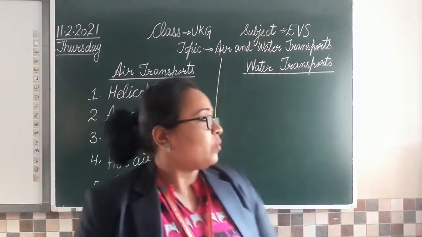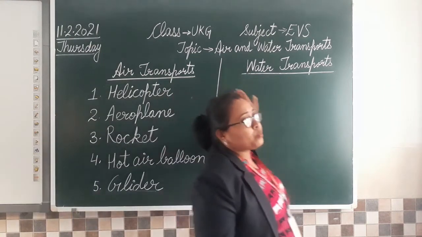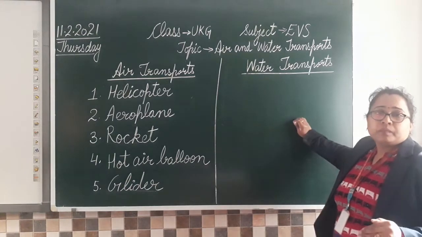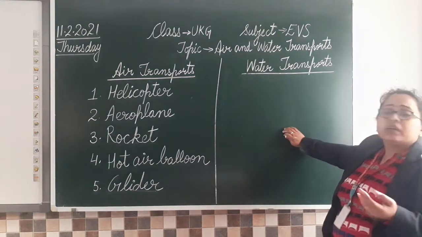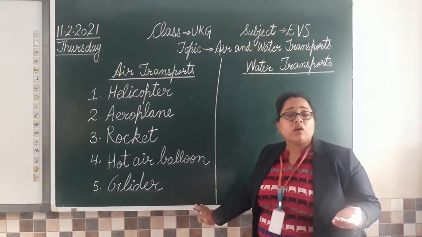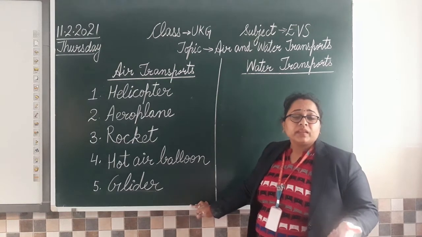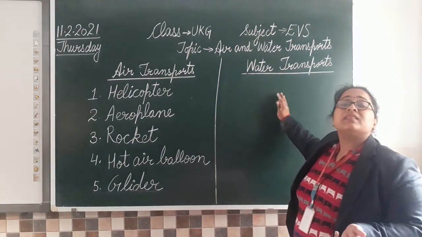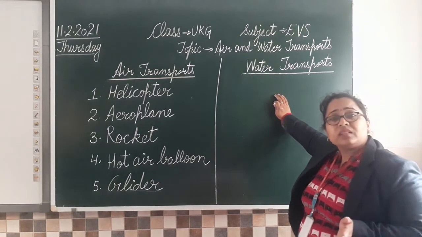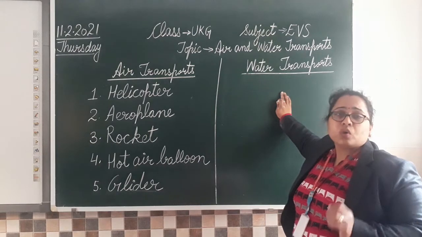Okay? Now, next we have some water transport, those which can travel on water. Now see, helicopter, aeroplane, all these cannot travel on water. No, they cannot. Neither can your car, bike, scooter. Isn't it? So there are some specific vehicles that travel on water. So let's write the names of those also.